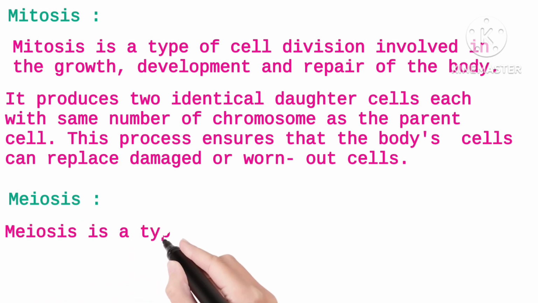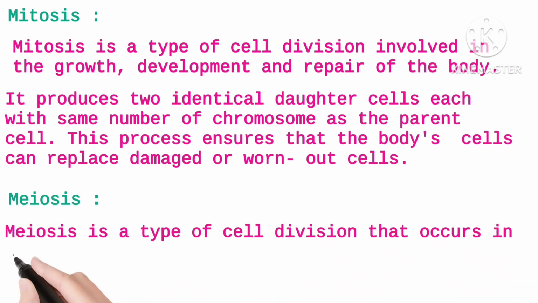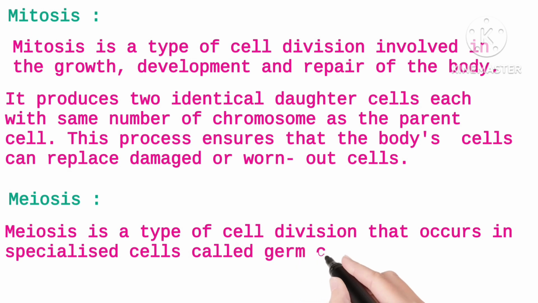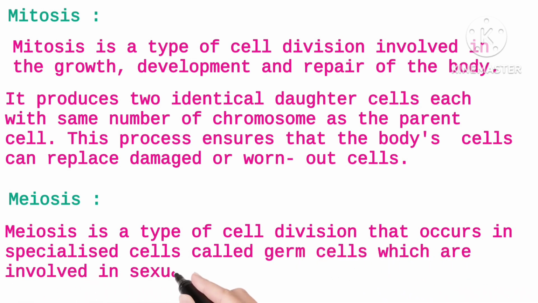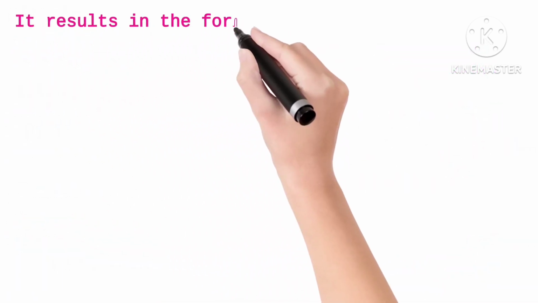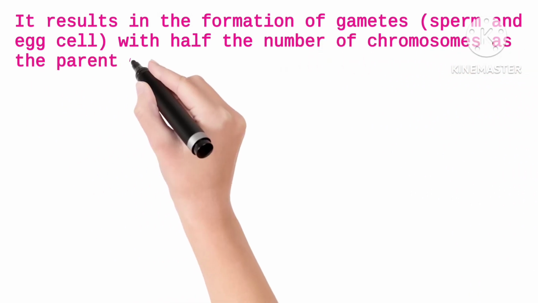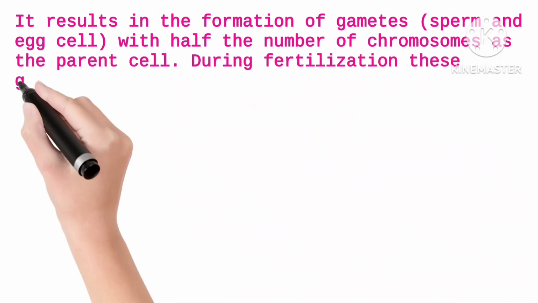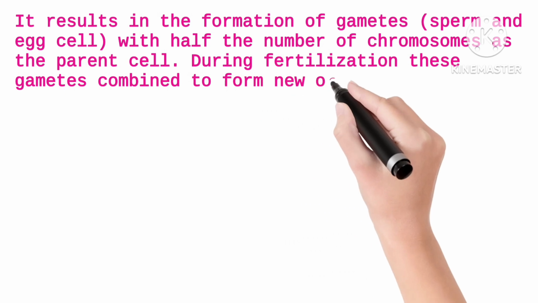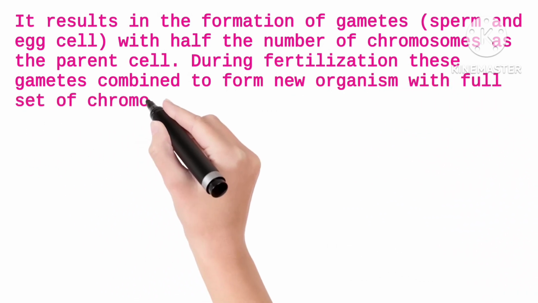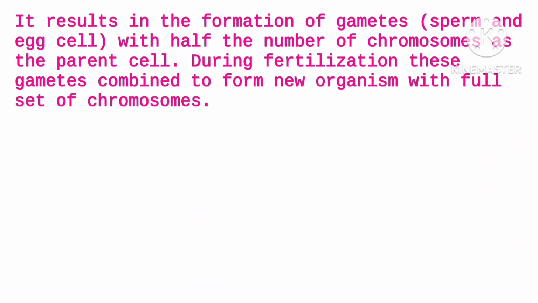Meiosis. Meiosis is a type of cell division that occurs in specialized cells called germ cells, which are involved in sexual reproduction. It results in the formation of gametes, sperm and egg cells, with half the number of chromosomes as that of the parent cell. During fertilization, these gametes combine to form a new organism with a full set of chromosomes.